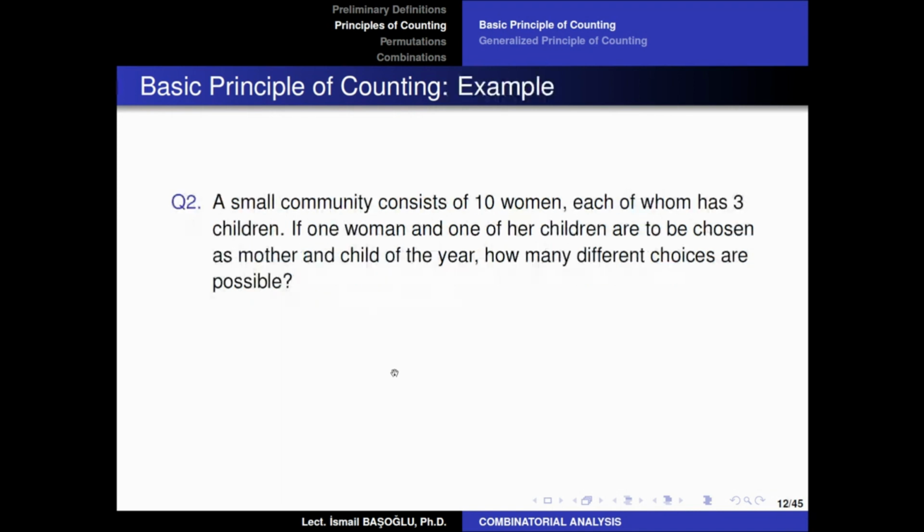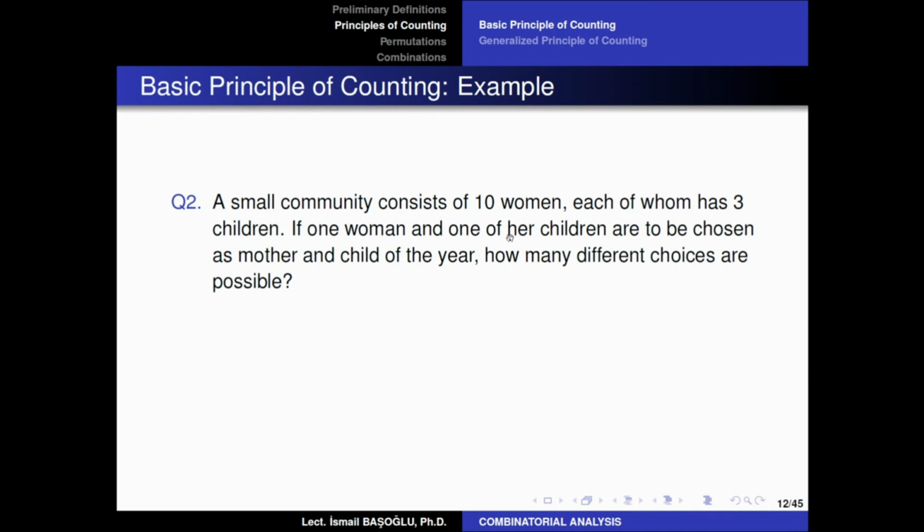Now, in order to understand that, we are going to solve a question where we can apply the basic principle of counting. There is a small community that consists of 10 women, and each of these women has 3 children. If one woman and one of her children are to be chosen as mother and child of the year, how many different choices are possible, the question asks. Now, when we intend to solve this question, we are going to consider the selection of the mother and the child as a combined experiment.